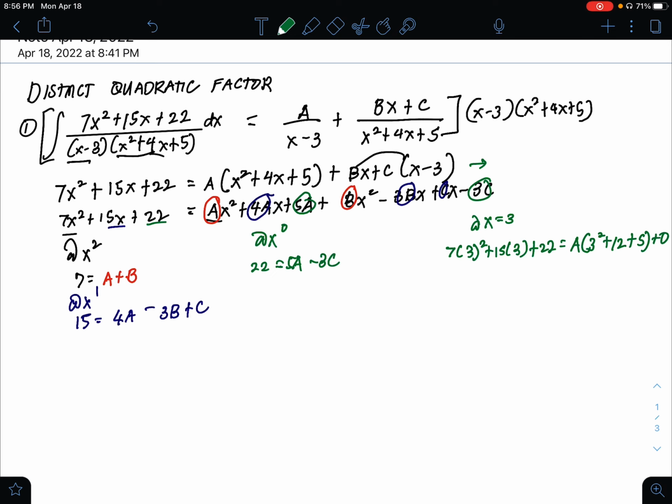Okay, this is 9 times 7, that is 63 plus 45 plus 22 is equal to 9 plus 12, 21 plus 5, that's 26A. So this is 63 plus 45 plus 22 divided by 26. So you have our A as equal to 5. Okay? So we can already substitute dito, no? Substitute natin si A. This is equation 1, equation 2, and equation 3. So A is equal to 5.